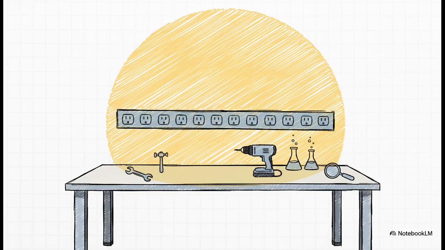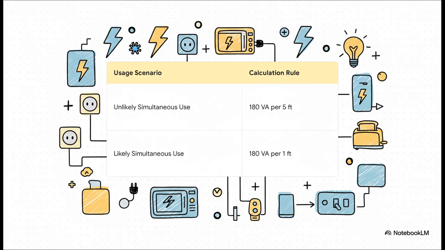Now, speaking of special cases, you've probably seen these in commercial spaces, right? Those long, continuous strips of outlets you find on workbenches or in labs. The code calls these fixed multi-outlet assemblies. So for these long strips, it all comes down to one question. How are they going to be used? If it's an area where it's unlikely a bunch of things will be running at once, you assign 180 VA for every 5 feet of that strip. But if it's a high-use area, like a busy workshop where everything is likely to run at the same time, that load gets way denser. It's 180 VA for every single foot of the assembly.